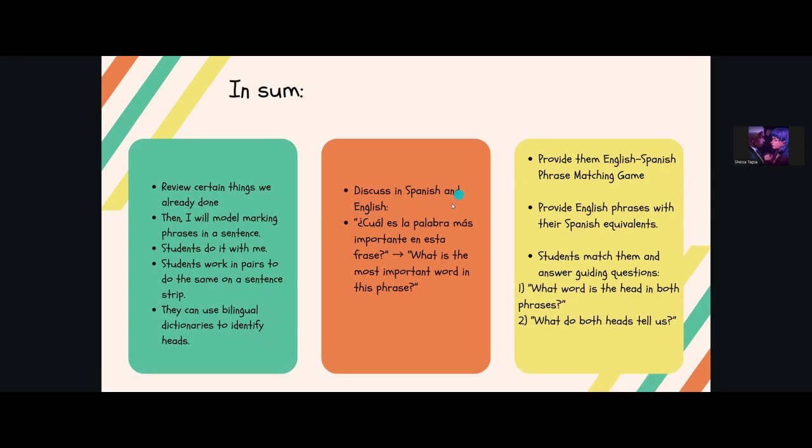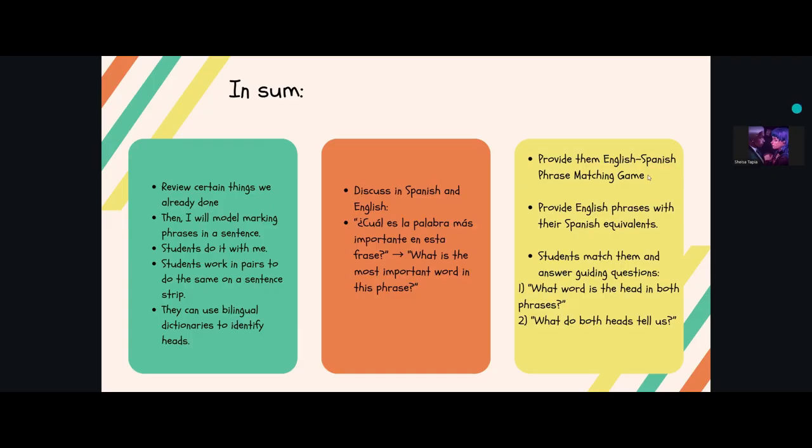To continue, we will discuss in Spanish and English. I do have the benefit that I understand Spanish and I can speak Spanish. So if I ask a question and I see that they're really struggling to understand me, I can translate it. So I would say, what is the most important word in this phrase? So, what's the head? If they are looking at me super confused, I would just translate. I would just say, "¿Cuál es la palabra más importante en esta frase?" And then go from there.